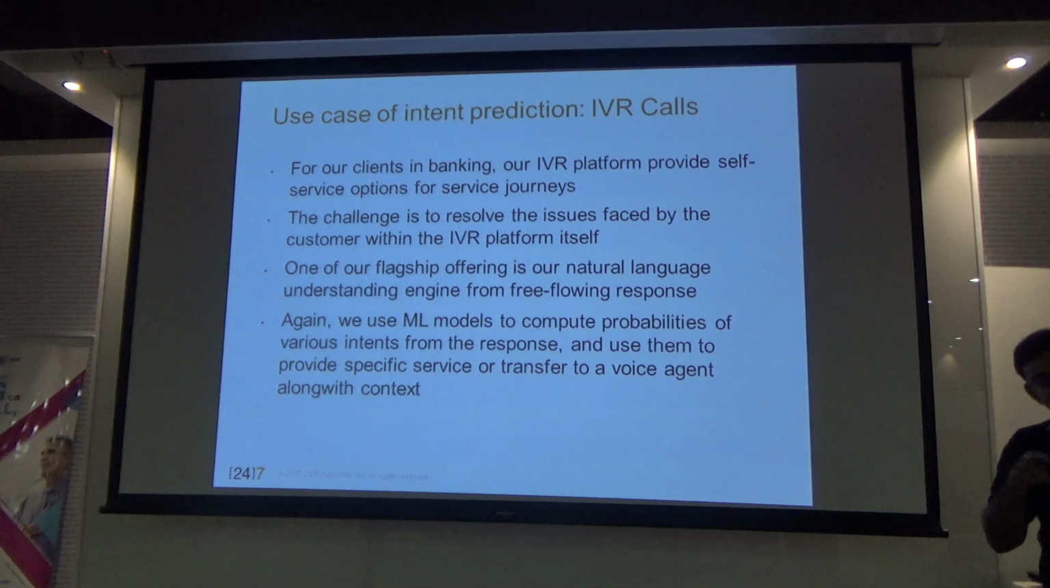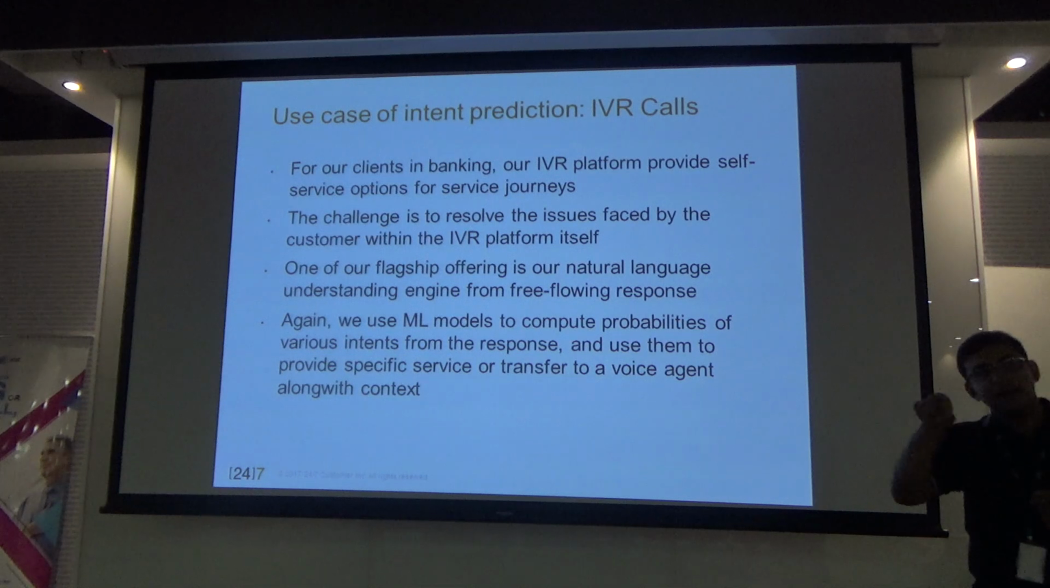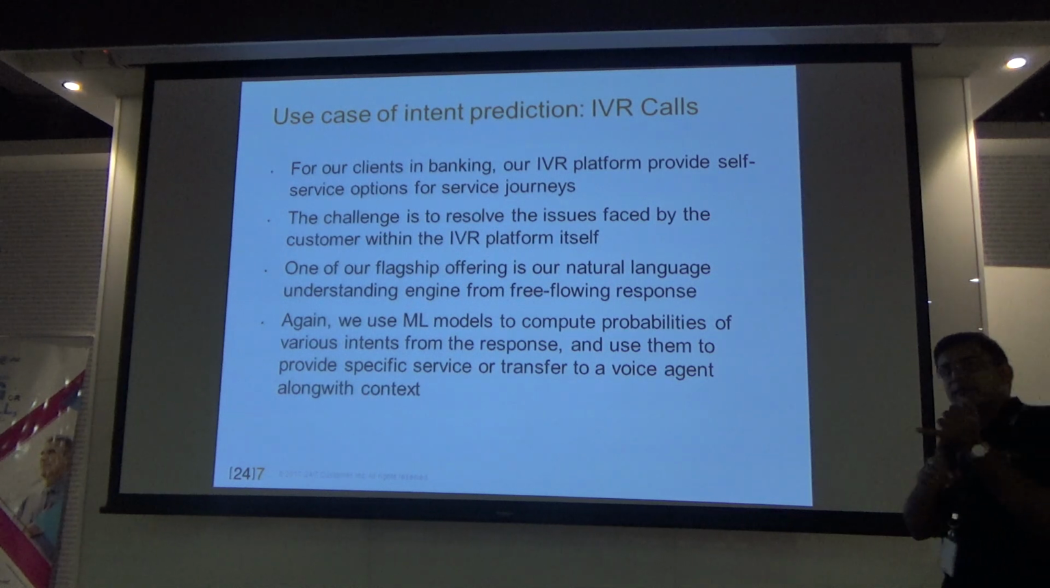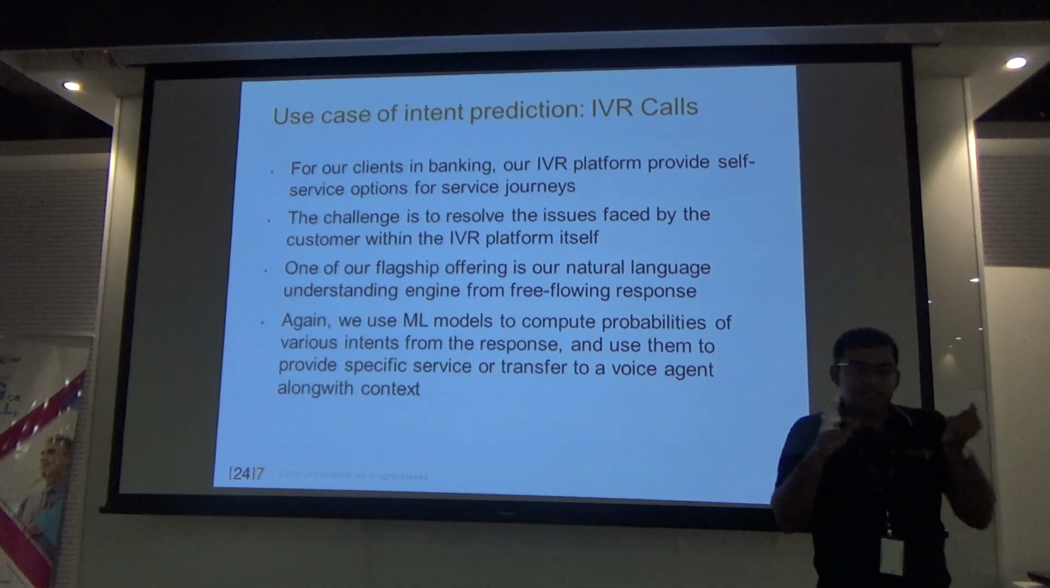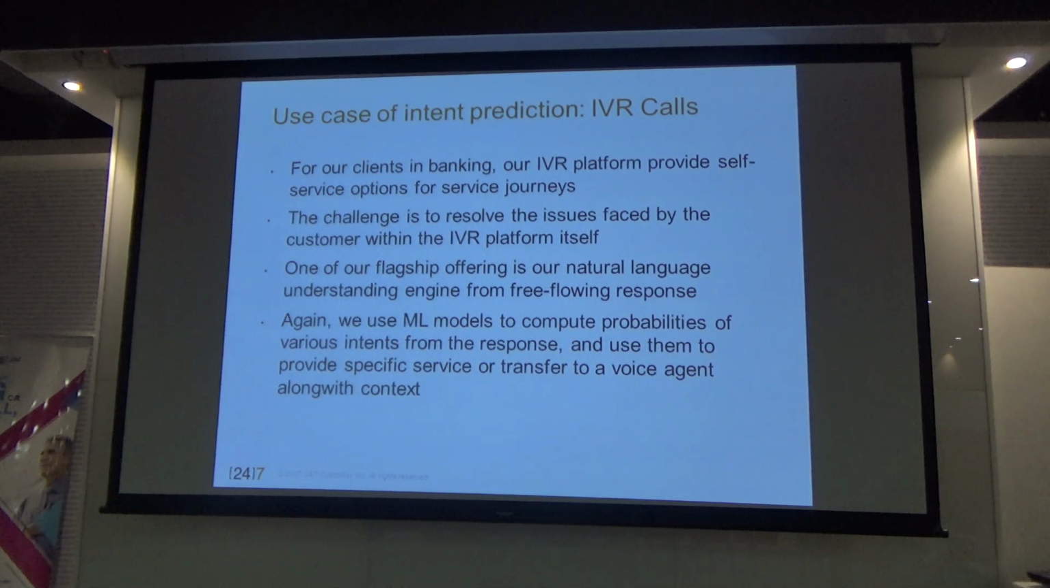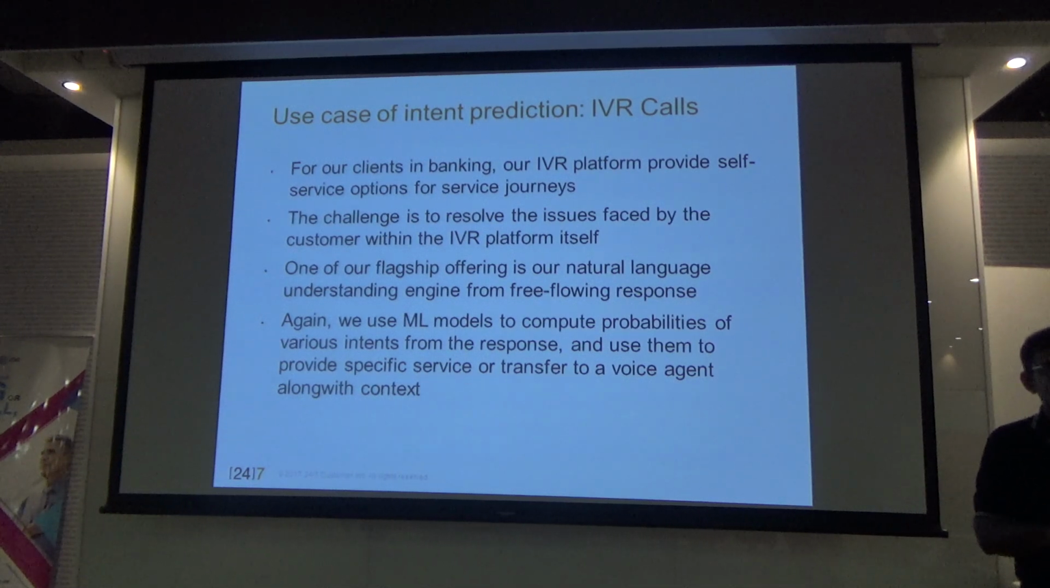And from that prompt, we identify the intent and then basically short circuit the IVR tree so that they can be directly put into that specific area of the IVR. That can either be a self-serve mode so that the IVR system can itself help to resolve the issue for the customer, or it can get transferred to a voice agent at that point.